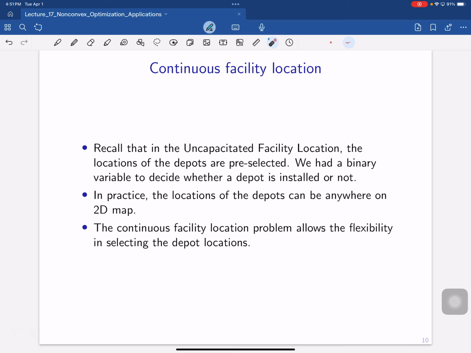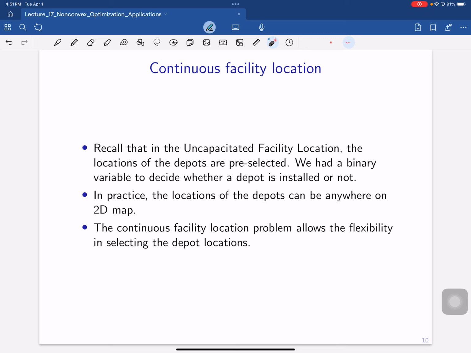I will switch gears and talk about this problem called continuous facility location. You may recall the problem called incapacitated facility location problem. That is one of the applications of mixed integer linear programming. In that problem, the depots are pre-selected.